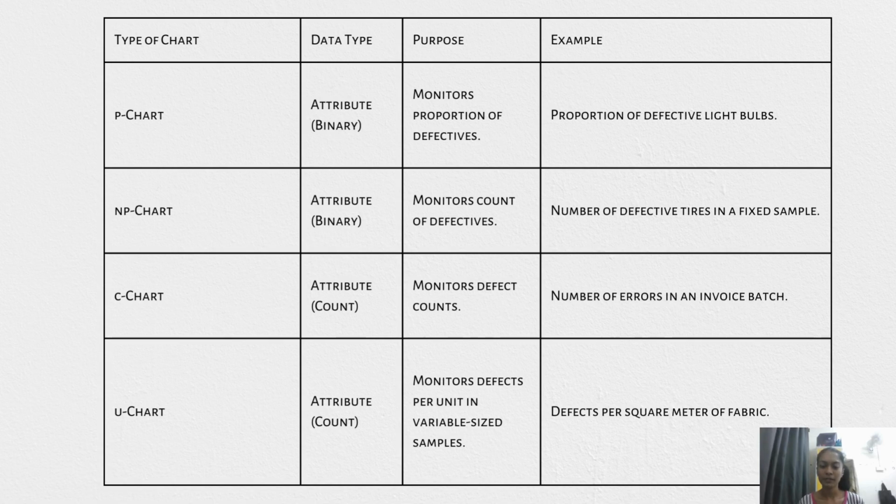This is a summary and comparison of all the charts that I have spoken about earlier. Let us look into the P chart. The P chart is a binary data type, and it is used to monitor the proportion of defectives.